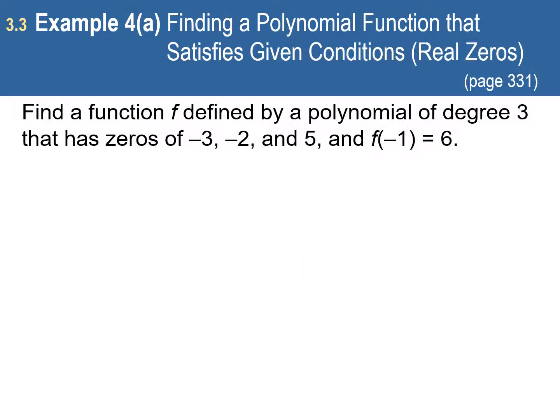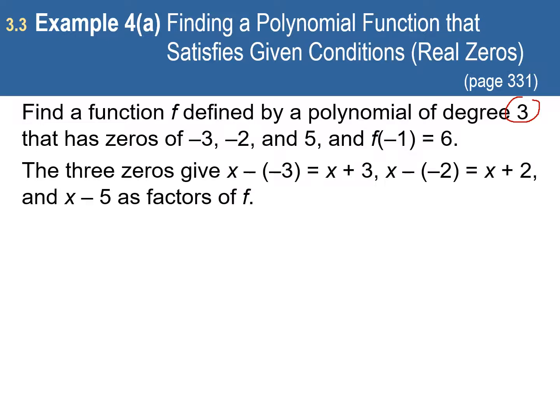Now find a polynomial function that satisfies the given conditions. Suppose I want a polynomial of degree 3 that has the zeros of negative 3, negative 2, and 5, and f of negative 1 is 6.